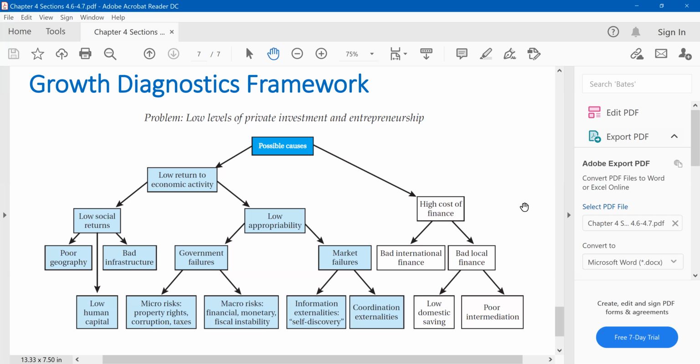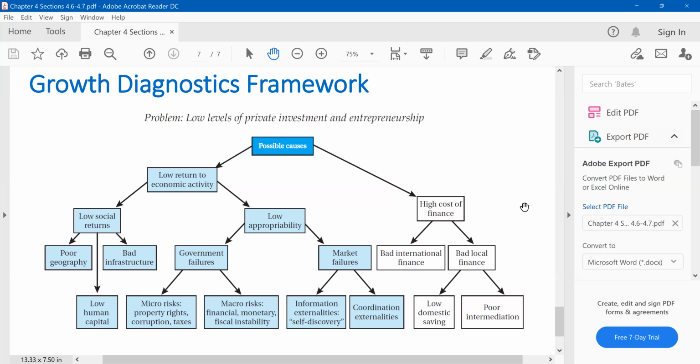Now, that type of decision tree could be extended a little bit because, for instance, bad international finance is usually associated with country risk. The aggregate risk in your country in terms of financial collapse or currency collapse. So those are affecting the international investors who have the supply of funds and who would give you this type of credit.